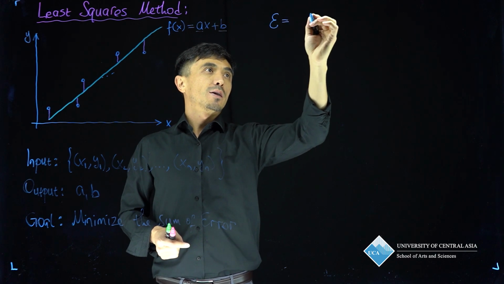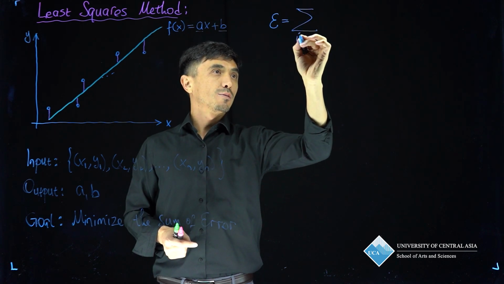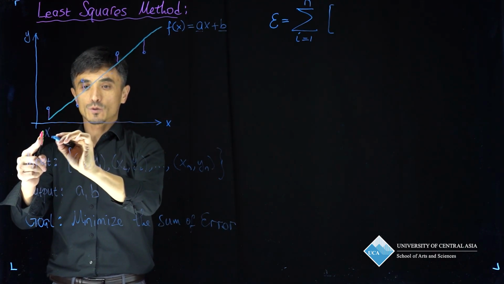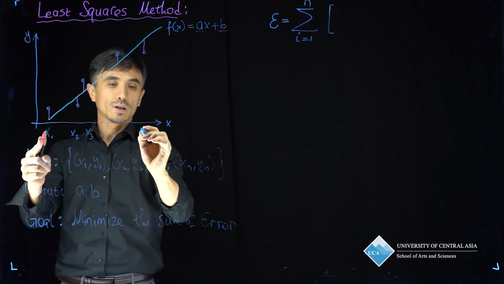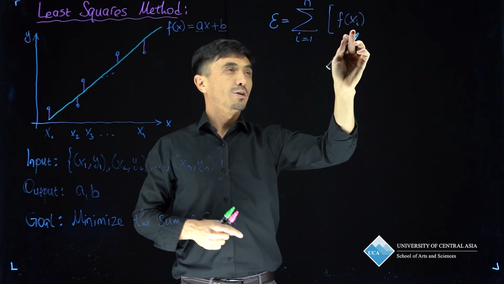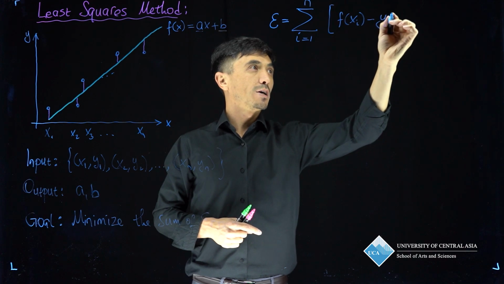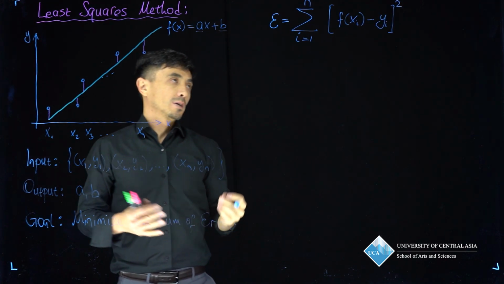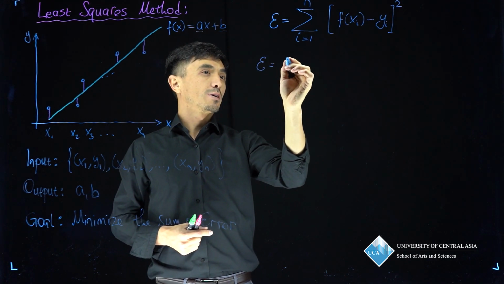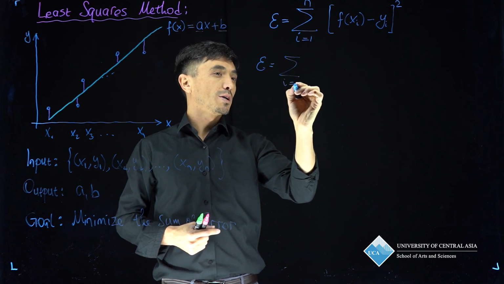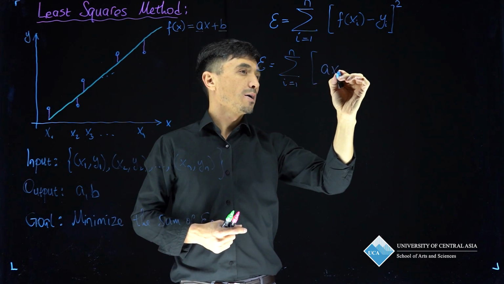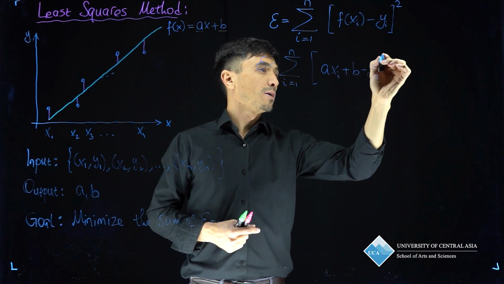Error is going to be the sum for each point. Now here xi, x1, x2, x3, etc. We have xn, x values. So for each x, we're going to look at the function's value at this xi minus the actual y value, and we're going to take a square to avoid that canceling problem. Now, if you rewrite this epsilon, the error function is going to be the sum for i from 1 up to n of f of xi, which is given by axi plus b minus yi, squared.